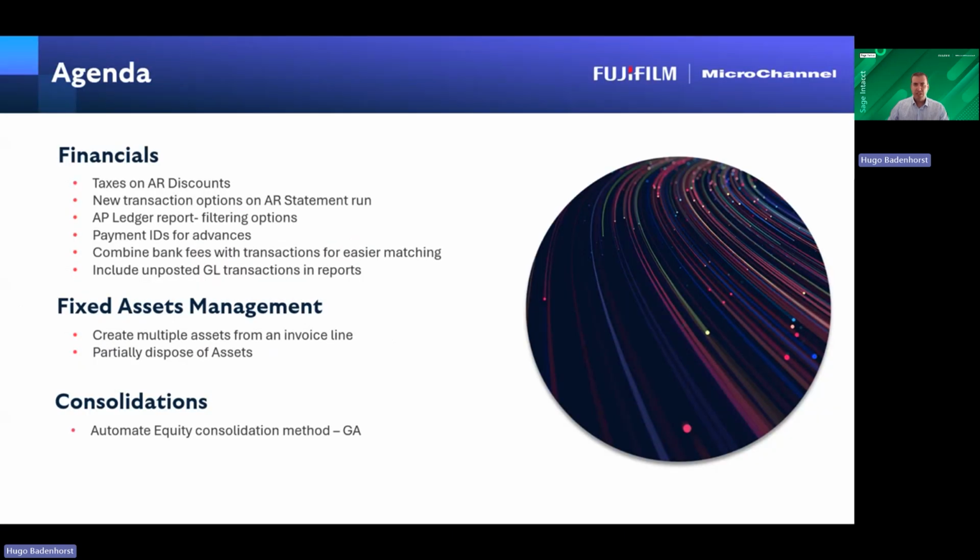A few things that I highlighted caught my attention, specifically in region and then globally, that we've got available now. We'll step through financials, looking at some of these updates there. There's a few things to change: taxes on the AR discounts that we've got available; when we do our statement runs, there are some changes and new options to run statements on the AR side; and then on the AP perspective, there's a few changes.